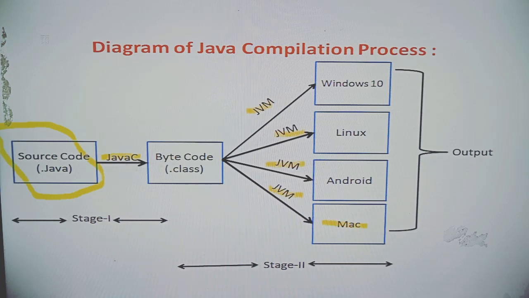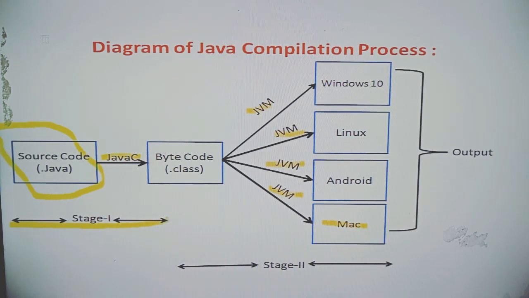So what is the function of the Java compiler? From this diagram you can understand, the Java compiler converts the Java source code into bytecode. What is the function of JVM? JVM converts the bytecode into machine code, or you can say JVM converts the bytecode into a particular operating system understandable format. So from this diagram, you can also understand that these arrows represent stage 1.